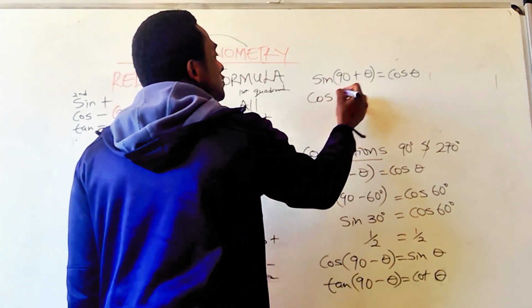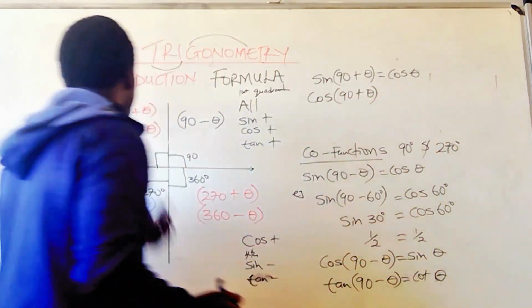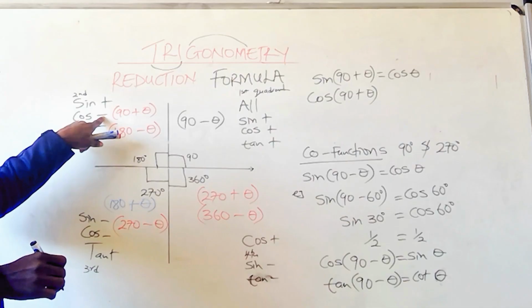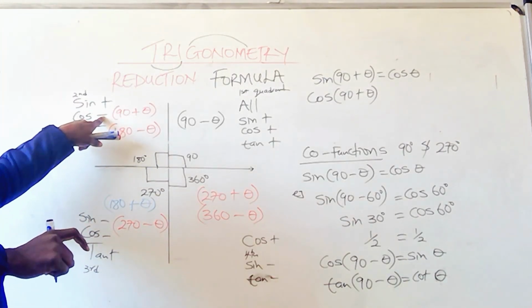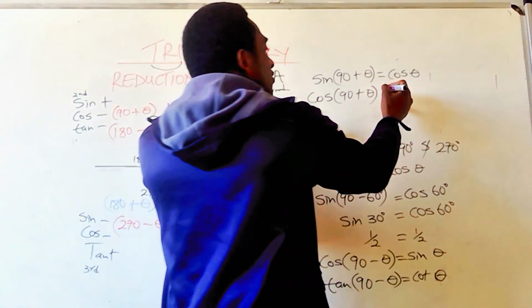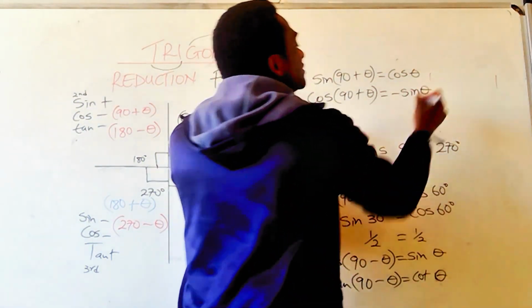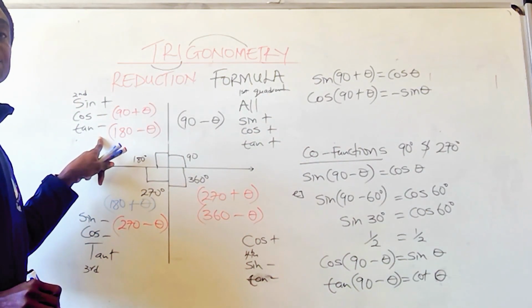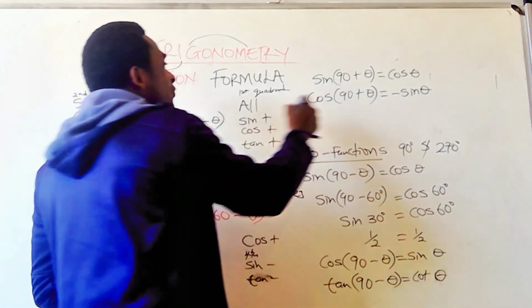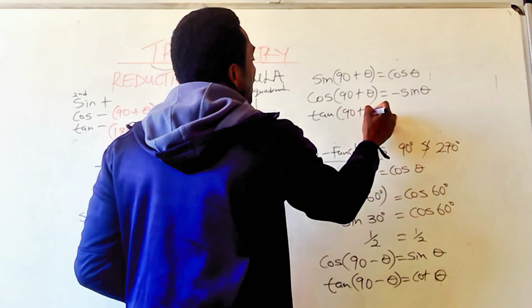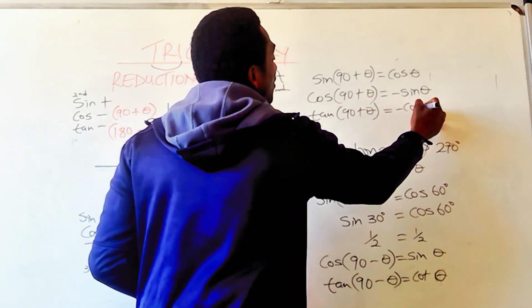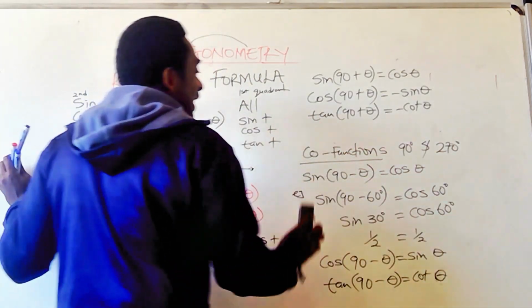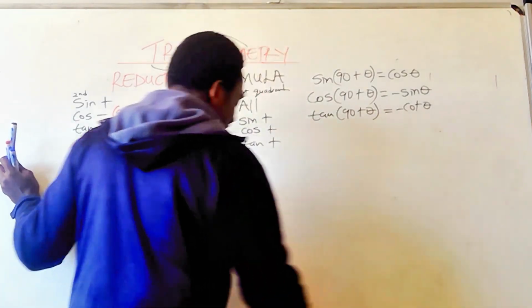If I have cos of 90 plus theta, cos is negative on this quadrant. So your answer will be the sine of the original. It is a cofunction, but it will be negative sine theta, because cos, the original, has a negative value coming into the next quadrant. Likewise, tan of 90 plus theta becomes negative cot theta, because tan is negative on that quadrant. Now, lastly, let's look at the 270s.